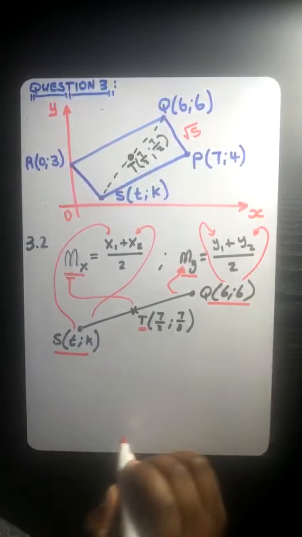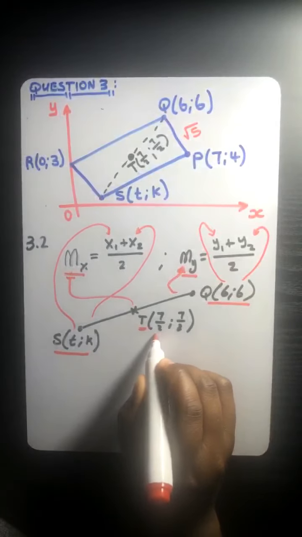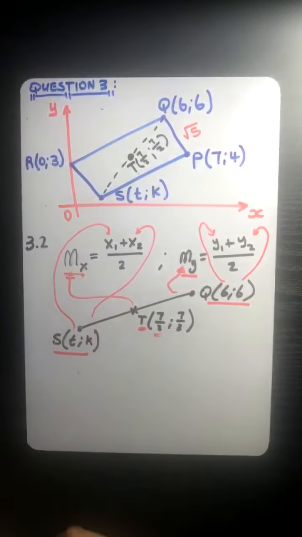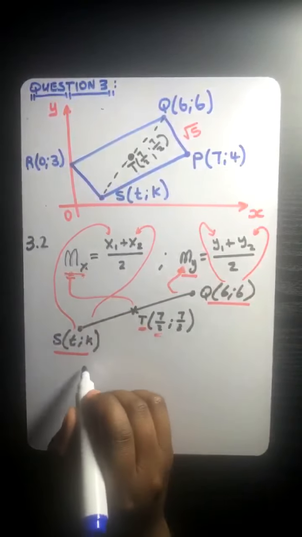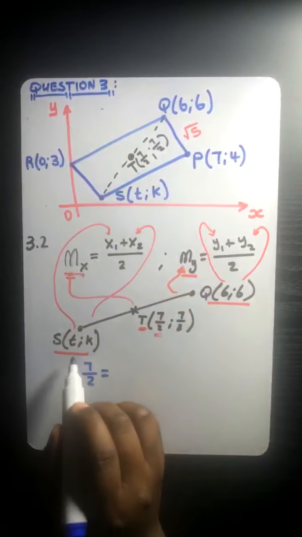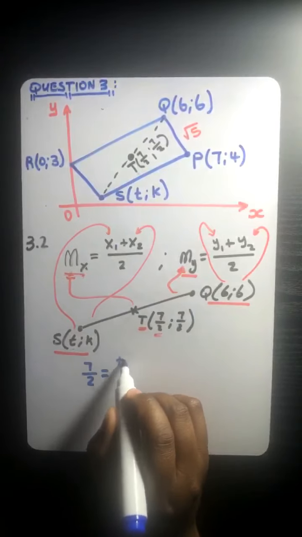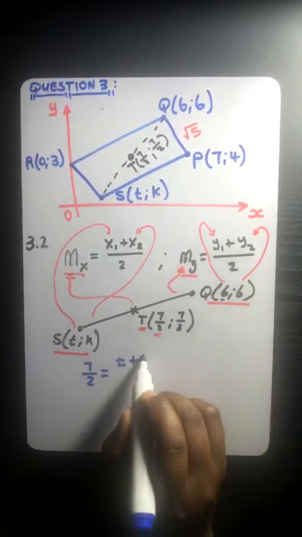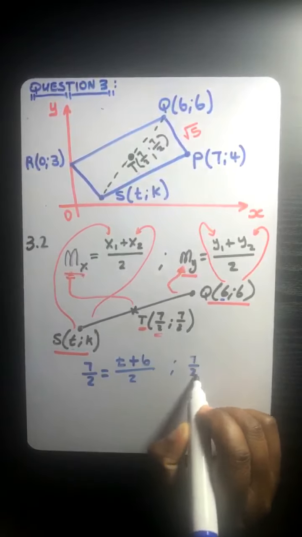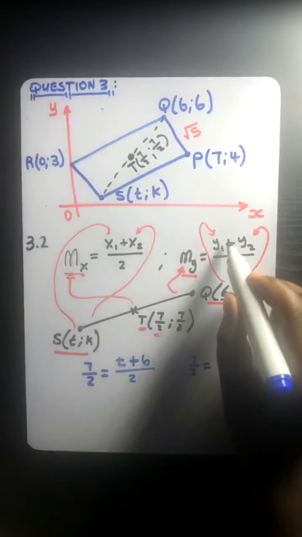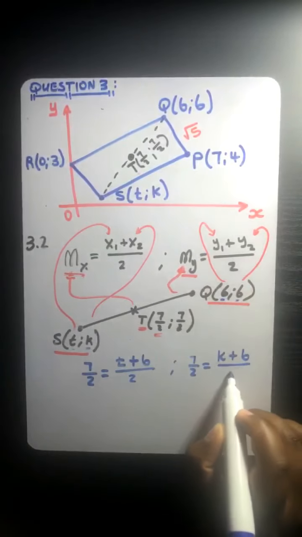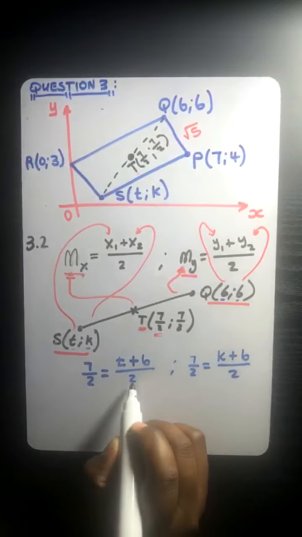So let's see if we can have enough space over there. That means this is the X of the middle point, so you are having 7 over 2 being equal to, what is X1? We can take X1 as that. So X1 is going to be T plus this, which is going to be our X2, being 6, all over 2. Then we do the same for Y. They said the middle point there is also 7 over 2. What is Y1? Obviously, it is going to be K plus the Y2 of 6, divided by 2. So obviously what we do is just cross multiply.